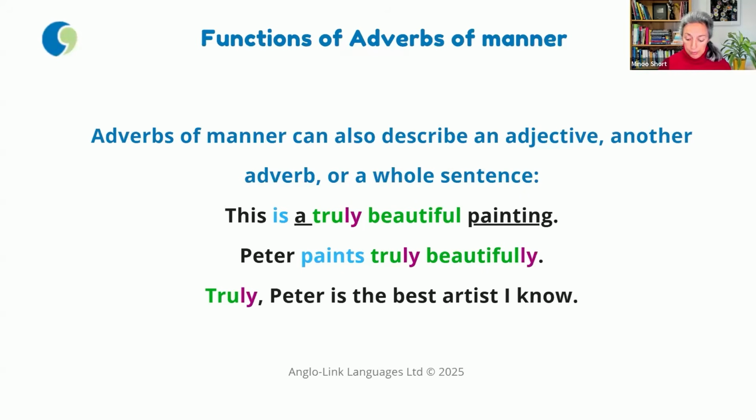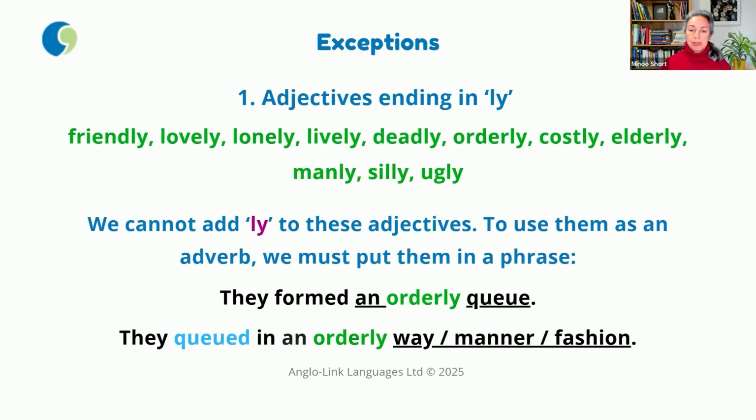But now we come to the exceptions, because this is the English language. There are always exceptions. The first one is that there are also some adjectives ending in ly. So don't think that every time you see a word ending in ly, it's an adverb. Examples of adjectives ending in ly are friendly, lovely, lonely, lively, deadly, orderly, costly, elderly, manly, silly, ugly, and there are more, but these are some common ones.